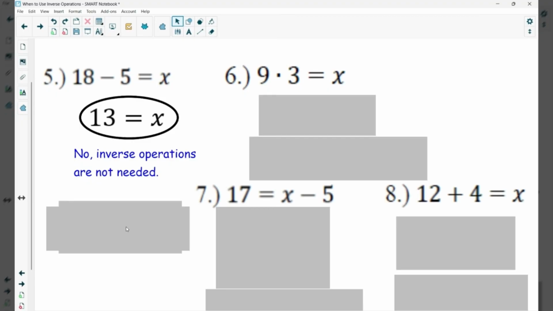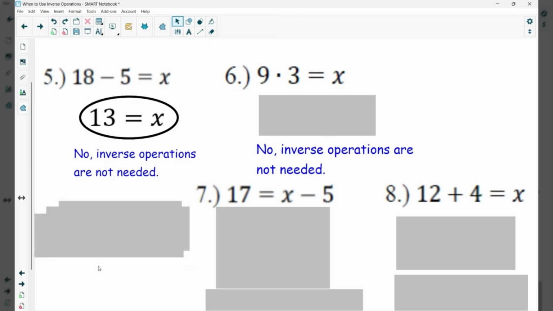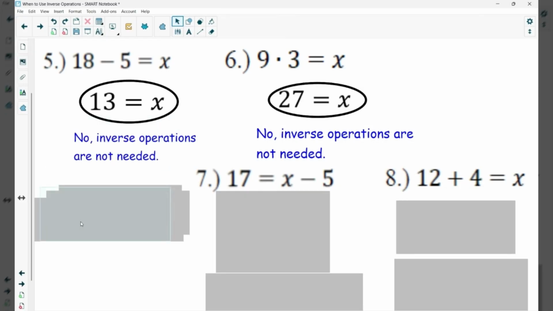Taking a look at number 6, we have 9 times 3 equals x. Do we need to use inverse operations here? Like number 5, variable x is already by itself, and we do not need to use inverse operations. All we need to do is calculate 9 times 3, which is 27. We get 27 equals x, or you can write it as x equals 27 as well.